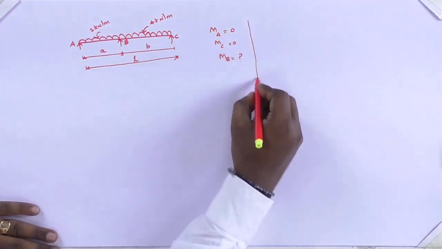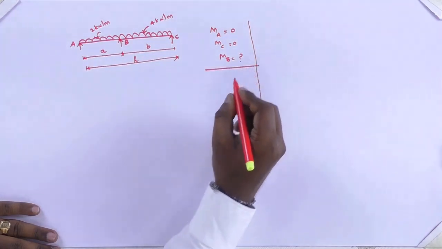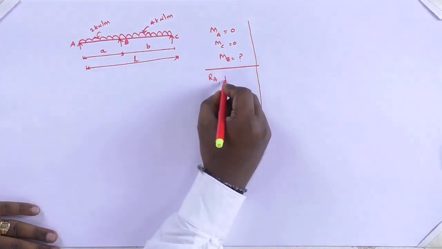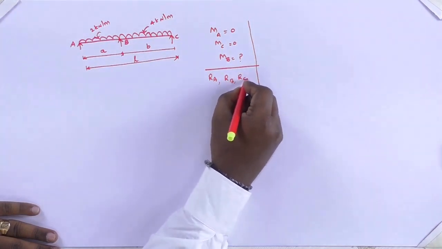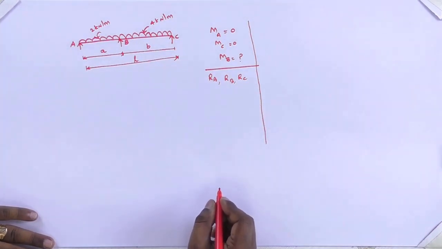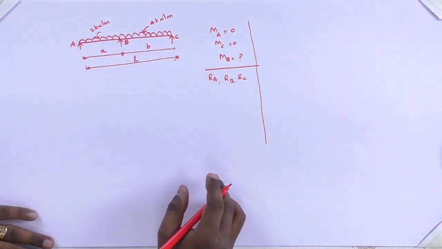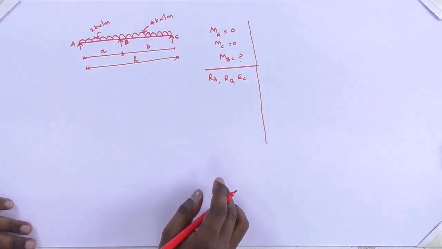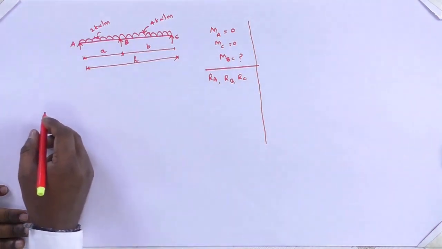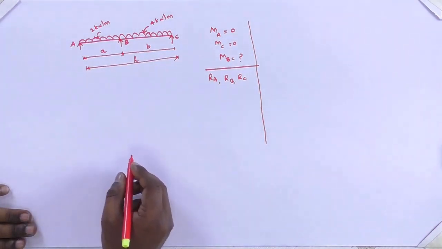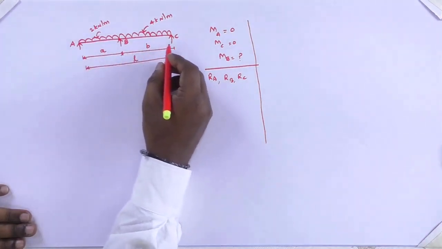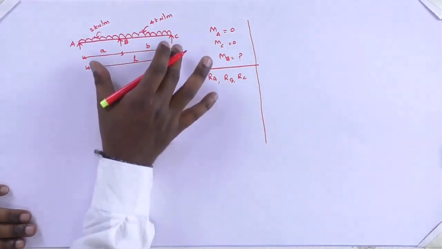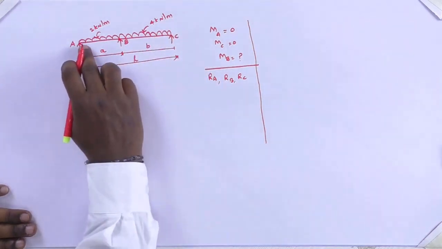After finding this moment, what about the reactions? What is RA, what is RB, and what is RC? These things are to be solved. So we can solve them by the three-moment equation method. What is the three-moment equation? It is the general equation, with the assumption that all the supports A, B and C are not sinking and remain at the same level, that is, purely horizontal.